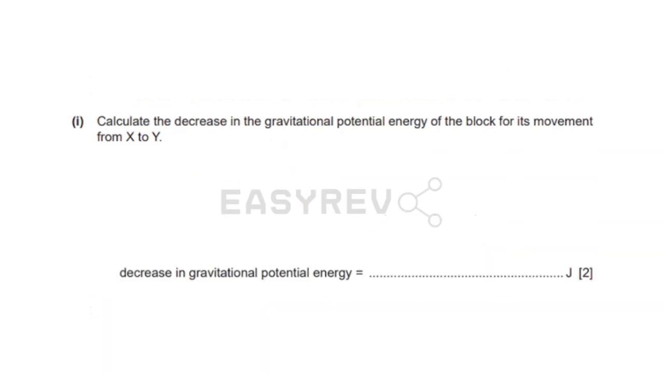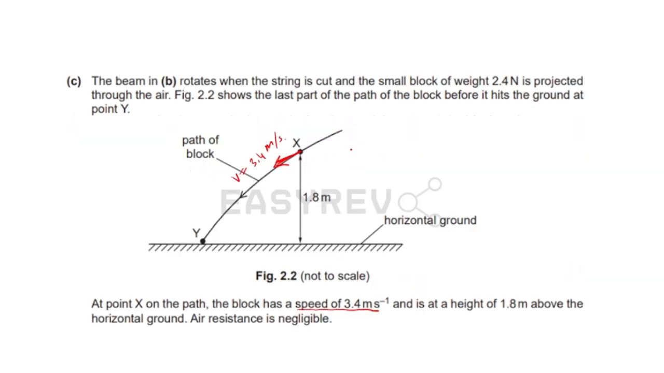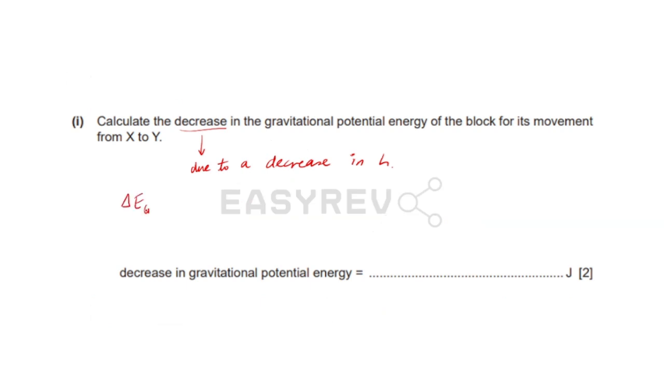Now we go to the following. Calculate the decrease in the gravitational potential energy of the block for its movement from X to Y. So when we talk about a decrease in gravitational potential energy, it's occurring due to a decrease in height. And when moving from X to Y, the decrease in height that's vertical is precisely 1.8 meters. And so that decrease in gravitational potential energy would be equal to basically mgh, but this time it'll be the mass m, gravitational acceleration g times the decrease in height delta h.